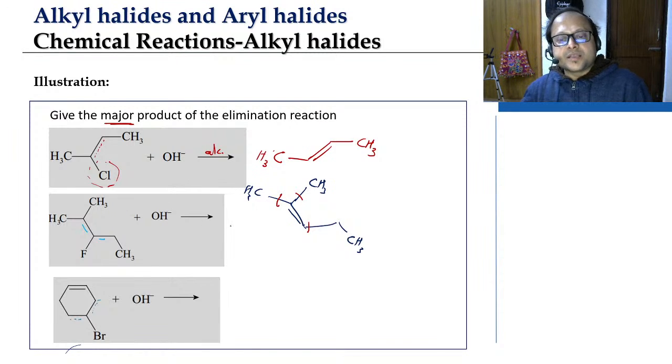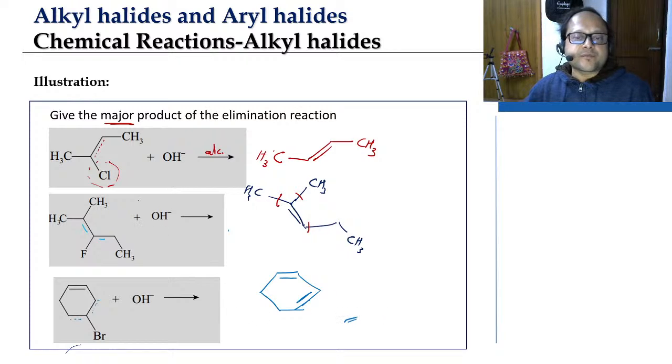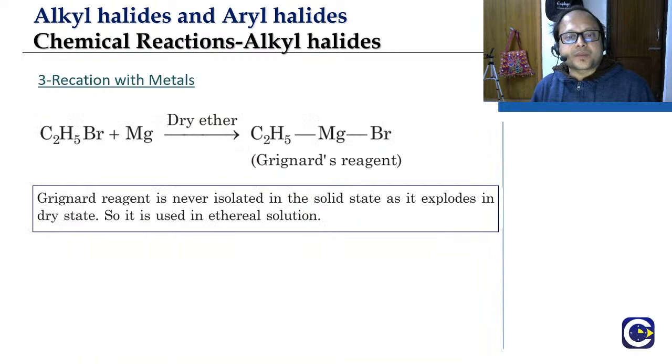So hence it brings automatically more stability. Therefore the major product in this particular case is going to be this one. It is already there, so when it is done, it should go from here. This should be your major product. All of them have got alcoholic conditions. That's fine. I hope this part is totally clear to all of you.